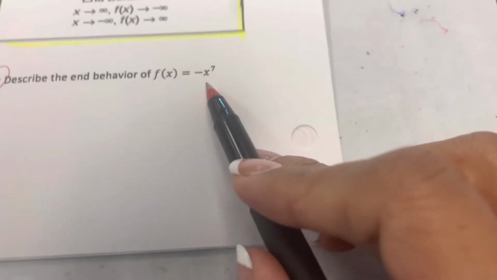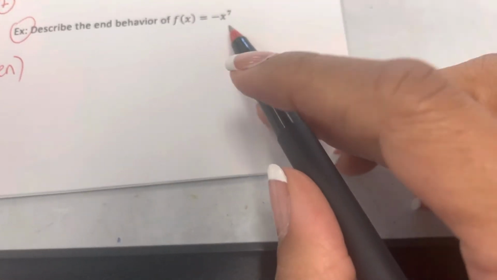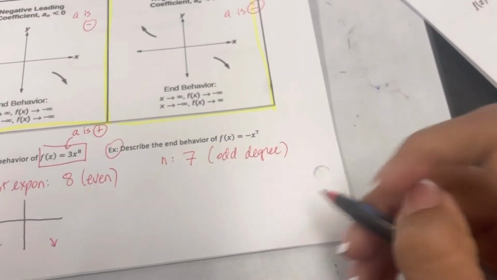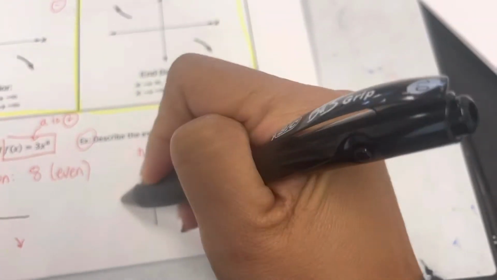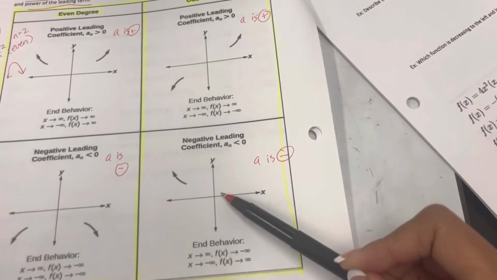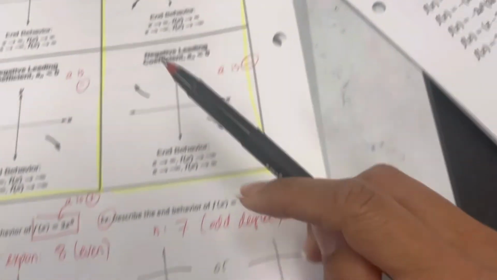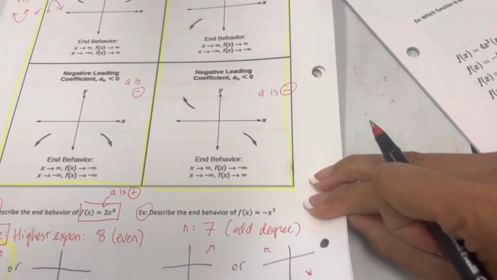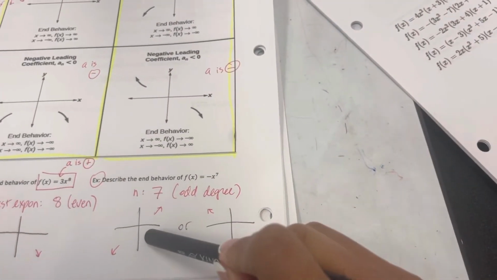So looking at the second example, is this an even or an odd degree? Odd. It's 7, so it's an odd degree. Therefore, what are the two options that this graph can look like? It'll look like this or like that. So I'm going to write down the two options. It's going to look like this or like that, going in opposite directions because they're odd degree. So the question is, is it this one or is it this one?